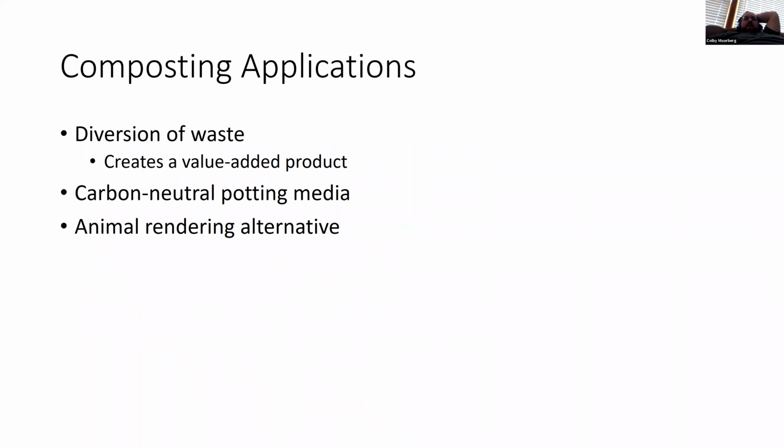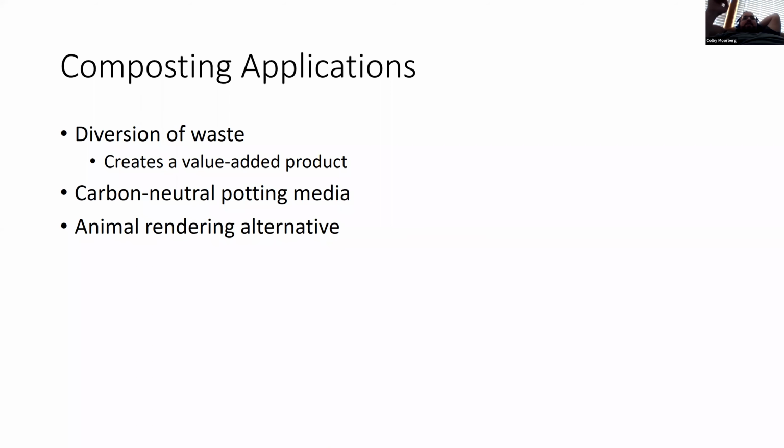Now, some common applications of composting. The biggest advantage of composting is that it diverts waste from our waste stream. If you think about all the garbage that's produced by just one person, it adds up, and a lot of it is actually food waste. And not only that, food waste is actually high in water content generally, and so it adds up to be a lot of mass.